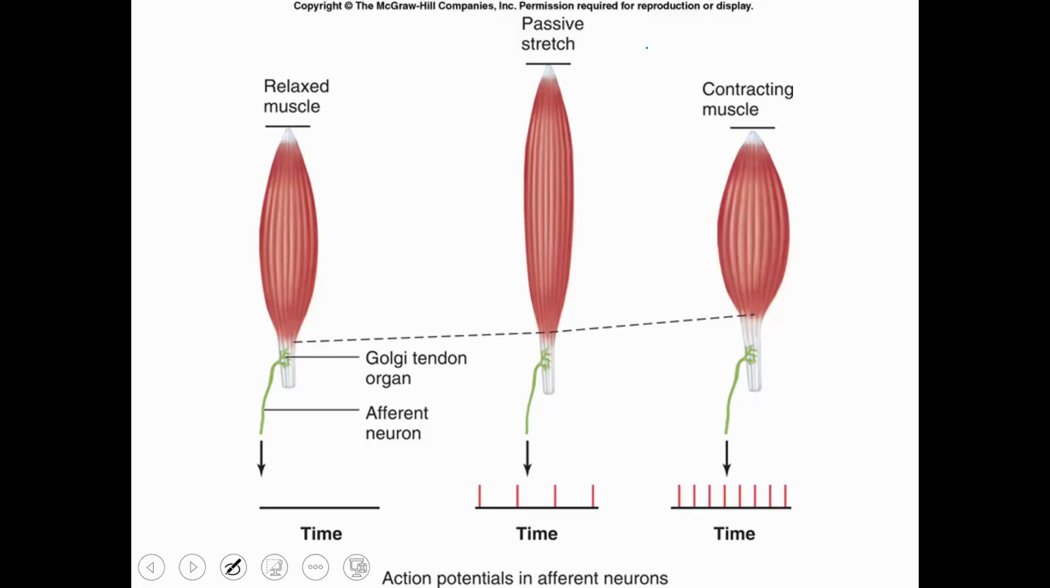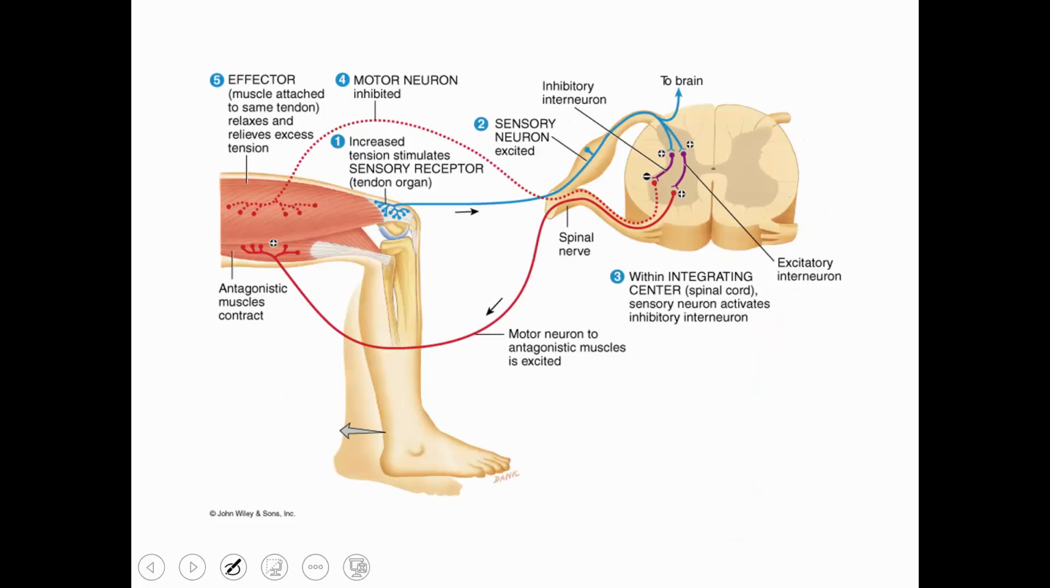Now, what about the Golgi tendon organ? Well, it's found in the tendon here and sends information back towards the CNS. So the tendon has to be stretched. So we're not going to get much output when the muscle is relaxed. If we passively stretch the muscle, we get a little bit of action potentials from the Golgi tendon. Not a whole lot, though. It's when we contract the muscle and contract the muscle strongly that we really put a stretch on that tendon, and then we get a report back to the CNS.